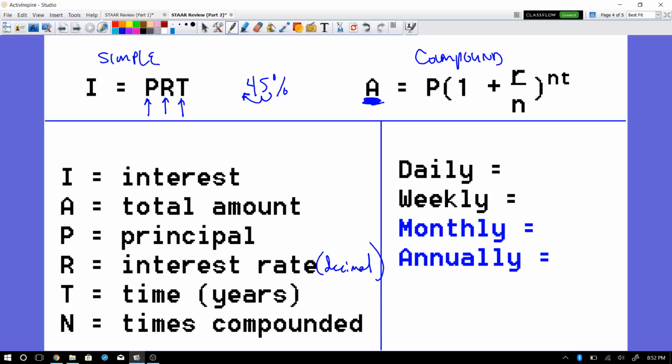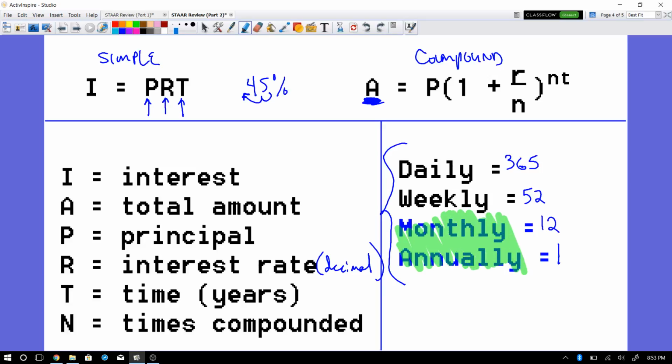And n is the number of times it's compounded. That only applies to compound interest, and that's what this chart right here is for, and that is how many times things can be compounded. And that's always per year. So when we're talking about compounded daily per year, that would be 365 times, because that's how many days are in a year. Weekly would be 52, because that's how many weeks are in a year. Monthly would be 12, because that's how many months are in a year, and annually it would be 1. You're going to be dealing with monthly and annually.